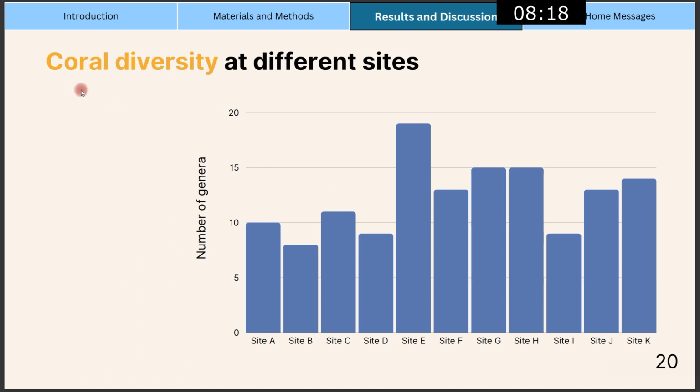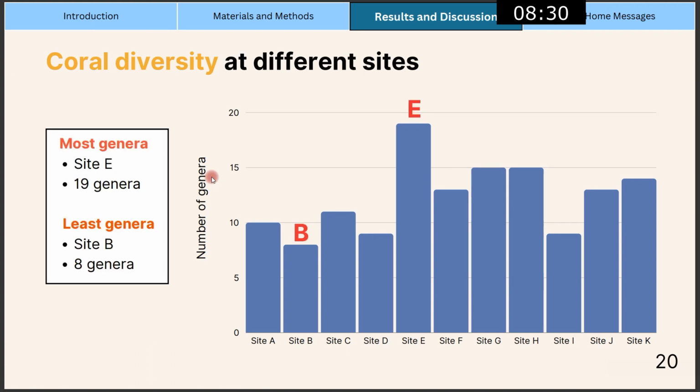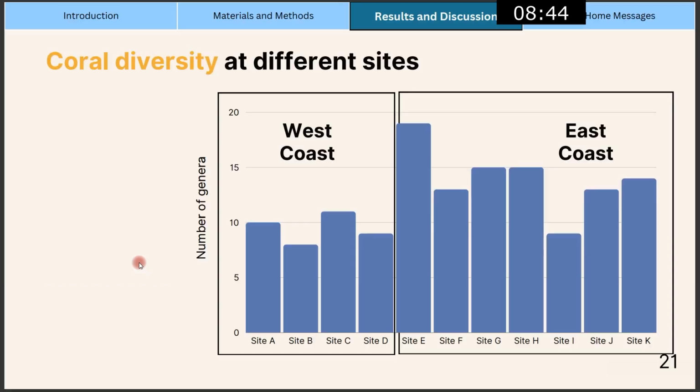Then we will explain the coral diversity. Now, this x-axis is also the same, which is the study sites. And on the y-axis, we have the number of genera, which we explained earlier. As you can see here, the highest number of genera is at site E. It has about 19 genera. Then the least genera is at site B, which has 8 genera.